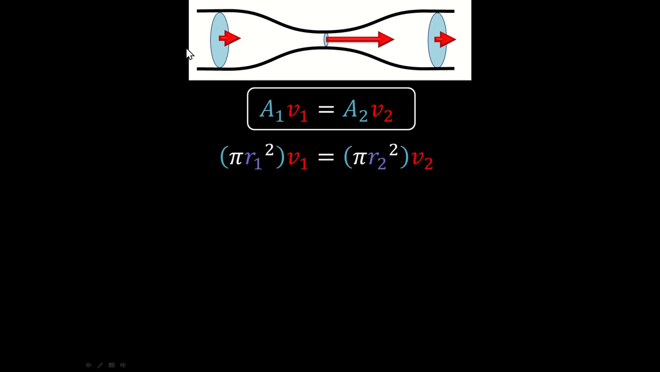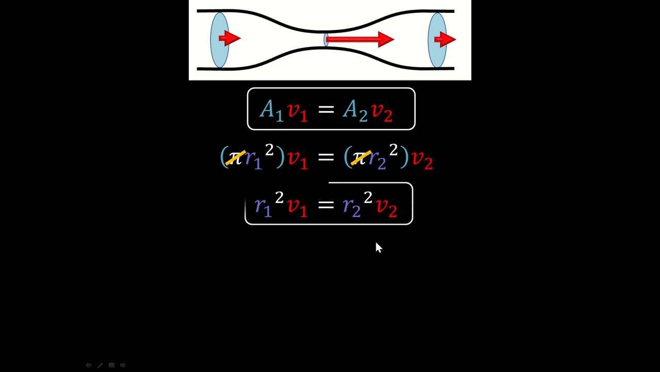But we can also calculate the area, if it's a circle, by pi r squared. And then pi times a different radius would give us the other area. But we can simplify that down. There's a pi on both sides. So that simplifies down into the radius squared times the velocity of one equals the radius squared of the other times the velocity of the other. So that's another way we could use the equation.